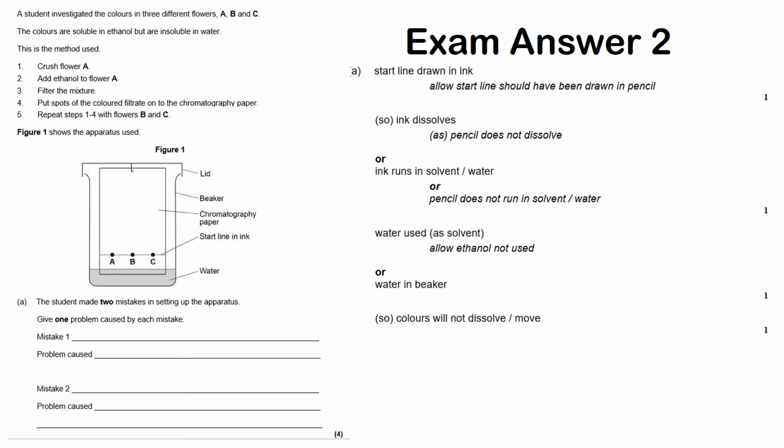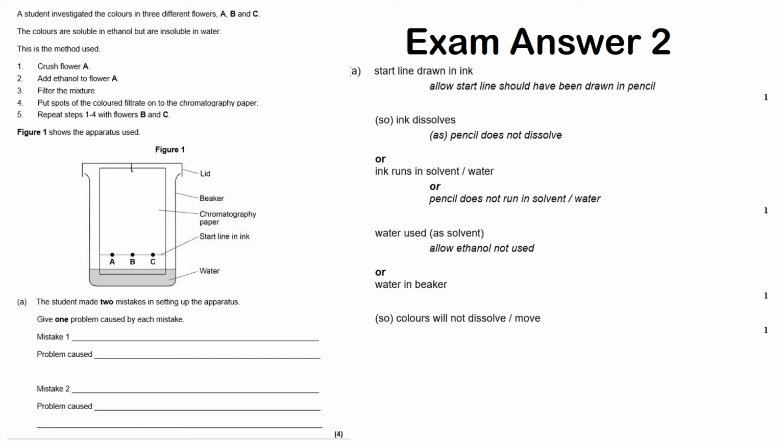And then mistake number 2, well, this is quite a sneaky one. You have to look at line 2 of the original question. So if we go back up and look, the colours are soluble in ethanol but they're insoluble in water. We'll look at the solvent that they've chosen. In figure 1 it shows you that the solvent is water. So if the colours are insoluble in water, then they're just not going to dissolve and they're not going to move from the start positions at all.